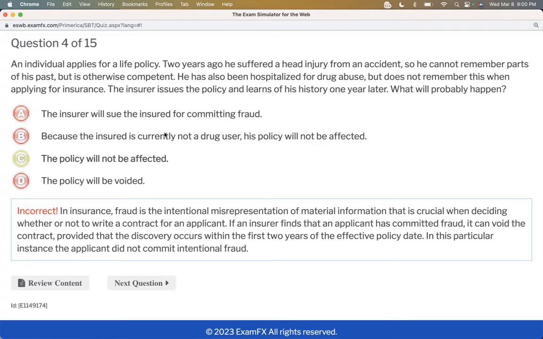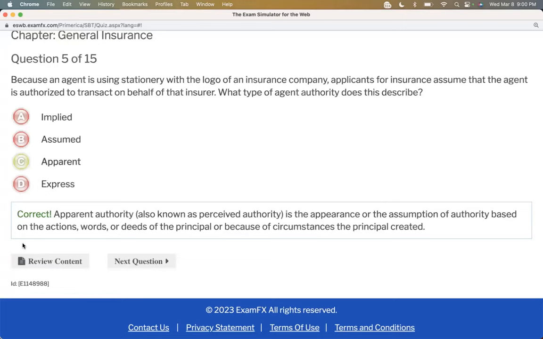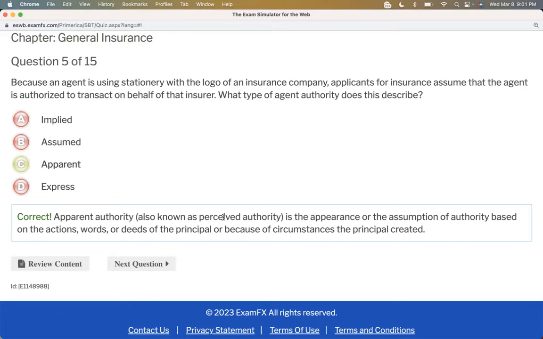Okay. Because an agent is using stationery with the logo of an insurance company, applicants for insurance assume that an agent is authorized to transact on behalf of the insurer. What type of agent authority does this describe? Apparent authority. Apparent authority, also known as perceived authority, not assumed authority. This is good. This is going to be on the test.